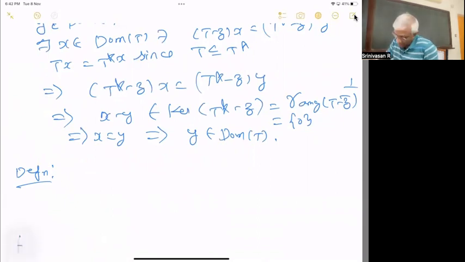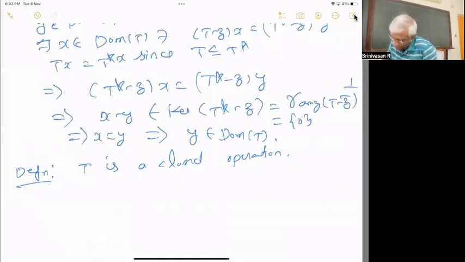What do I say? T is an unbounded operator, or whatever. T is a closed operator. Let us take a closed operator. We want to define these things for a closed operator. It need not be self-adjoint or something.